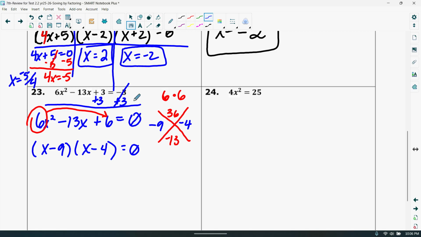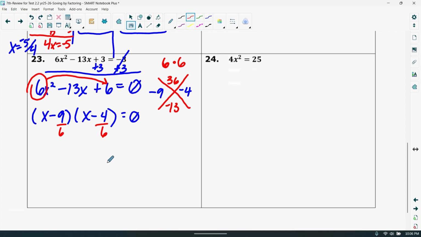But because we multiplied, we slide over. You can't forget to divide by our coefficient. So we're dividing by 6. And here, these fractions can be reduced. Now, we don't need to put this in factor form.